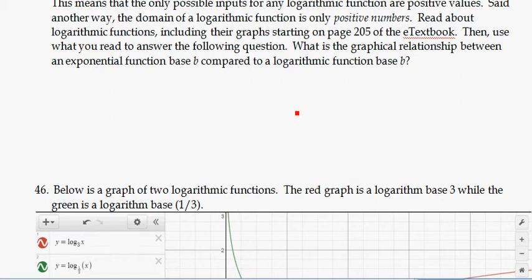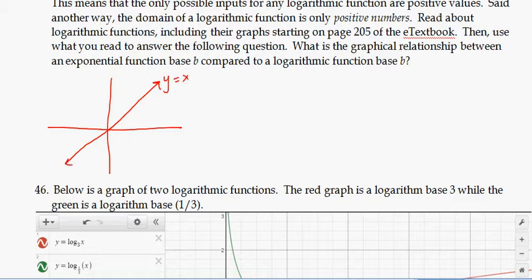So we already know that exponential functions and logarithmic functions are inverses of each other. And so what we're asked here is, what is the graphical relationship between an exponential function and a logarithm? So really what we're asking is, what's the relationship graphically between two inverse functions? This may be something you recall from high school or an earlier math course, but in fact, any inverse functions are going to be reflections of each other across the line y equals x.